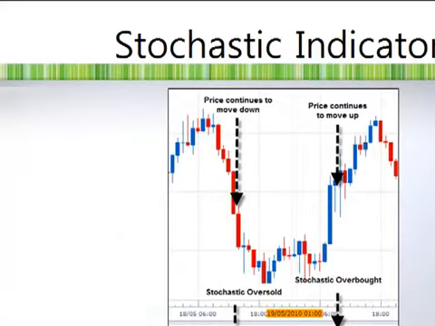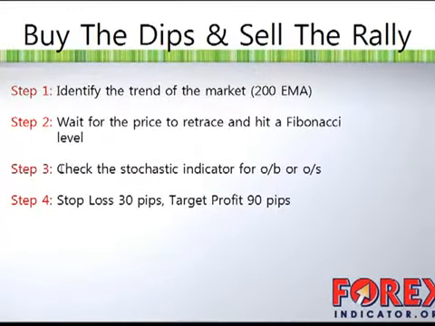So what is the next step? Once you check the stochastic indicator for overbought or oversold, you enter a trade, and at this point, you always set a stop loss of 30 pips and a target profit of 90 pips. With this strategy, you always get a risk-reward ratio of 1:3, which is a very decent risk-reward ratio. Let's go through one example.